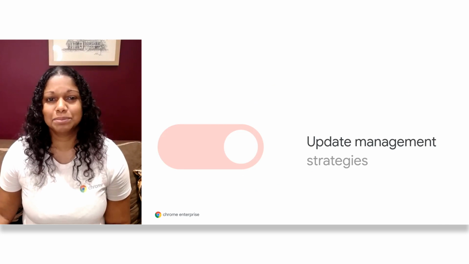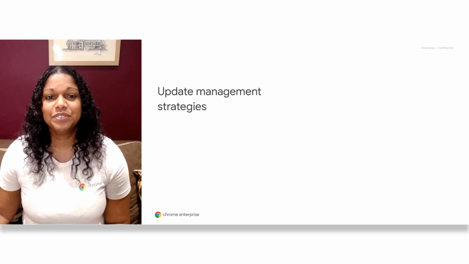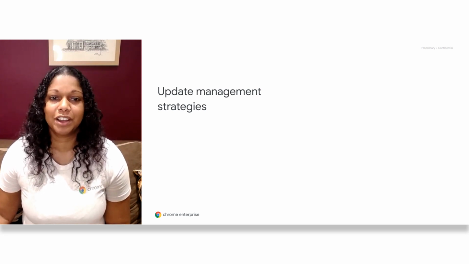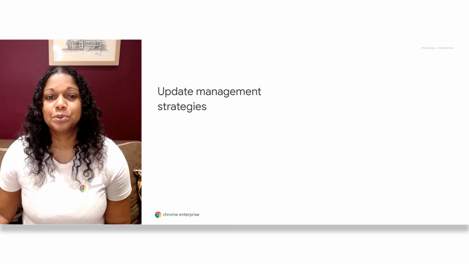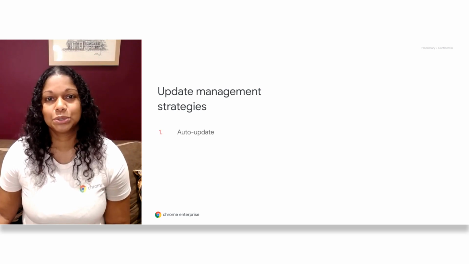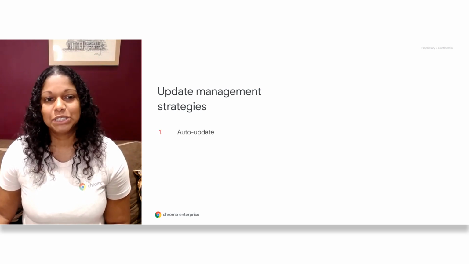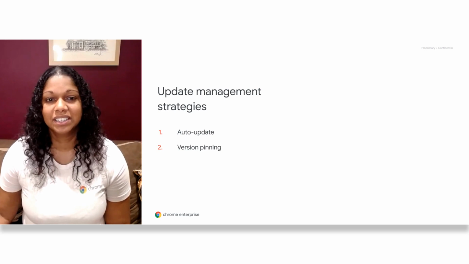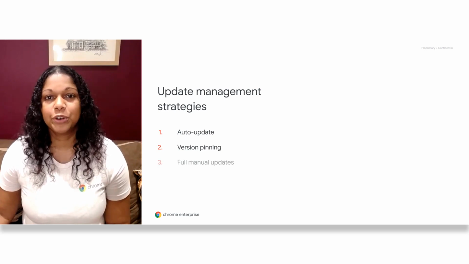Now let's dive into the update management strategies. Chrome provides several options to give you control and visibility of your environment. These fall broadly into three update management strategies. Number one, auto update. Number two, version pinning. And number three, full manual updates.